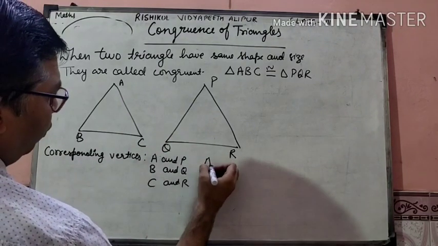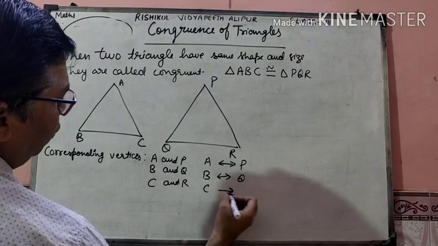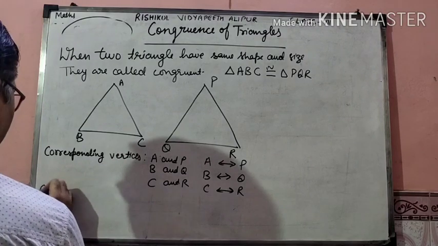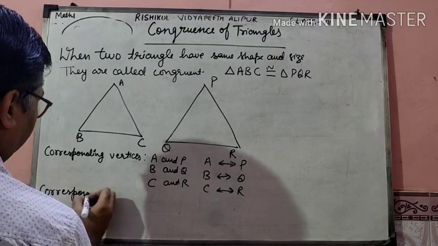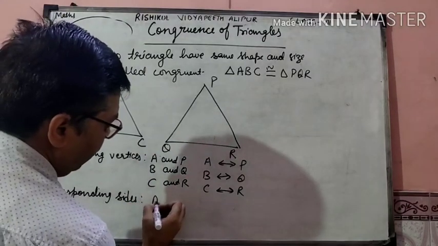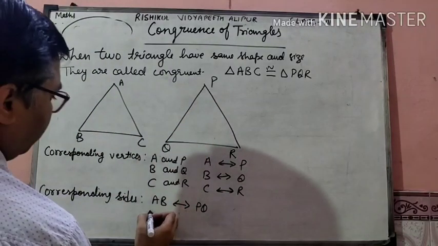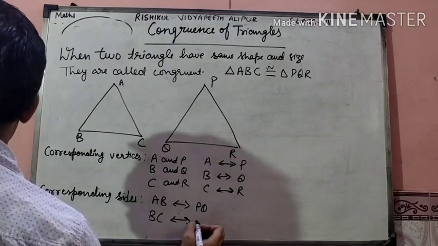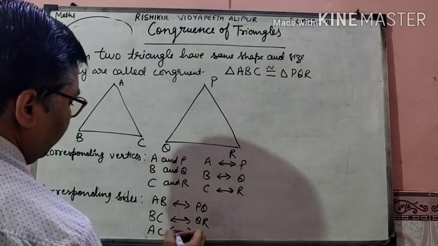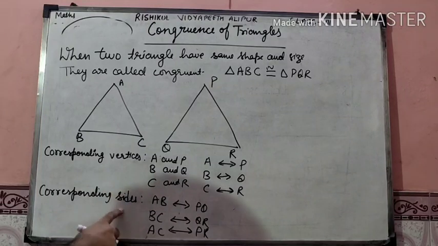Or we can write it this way also. A corresponding to P, B corresponding to Q, and C corresponding to R. Now, the corresponding sign: AB corresponding to PQ, BC corresponding to QR, and AC corresponding to PR. This is a symbol for corresponding. A corresponding to P, this is about vertices, this is about sides.